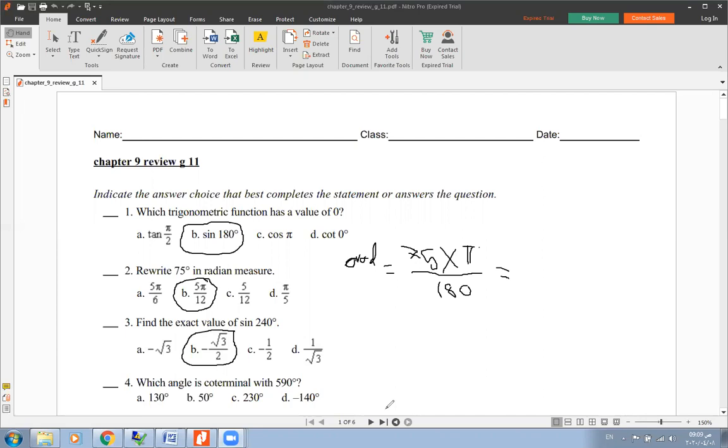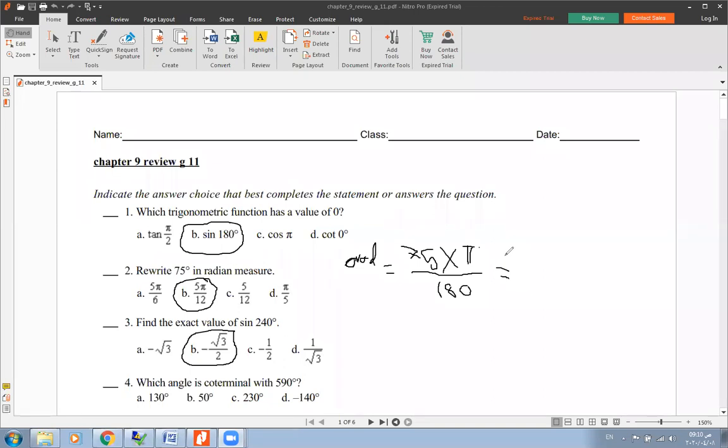Mu'taz, can you help me with number 4, please? Yes, mister. Can you read problem number 4? Which angle is coterminal with 590 degrees? Yes, I need the coterminal angle of 590 degrees.